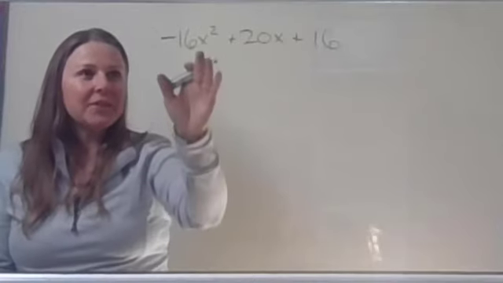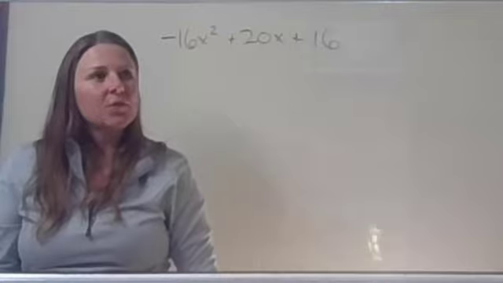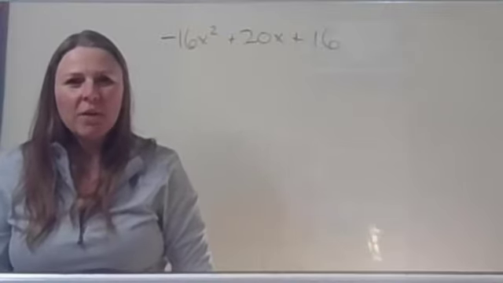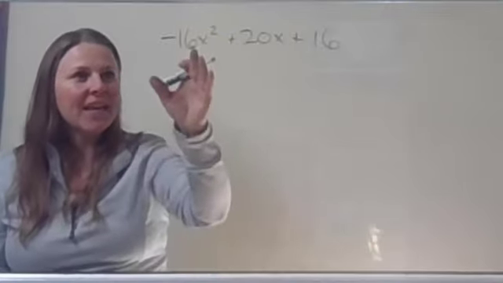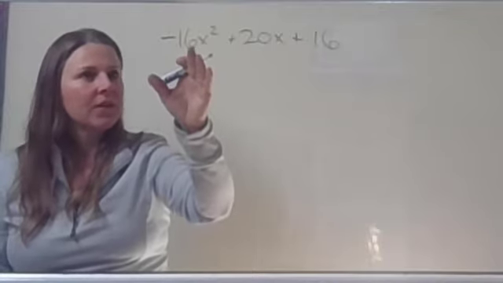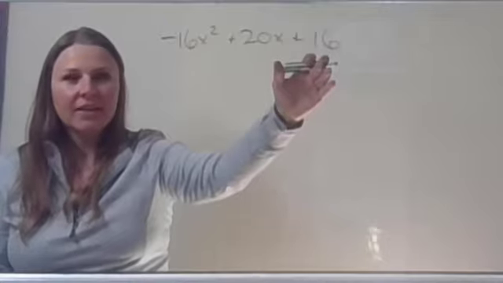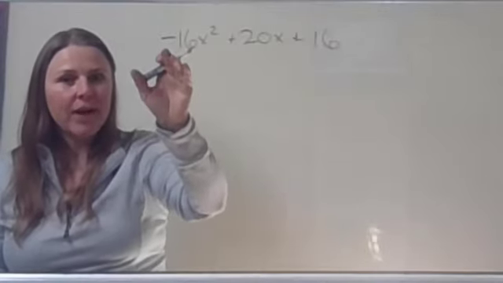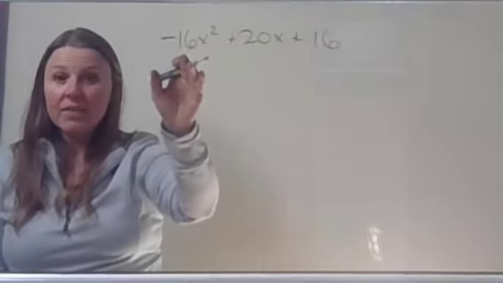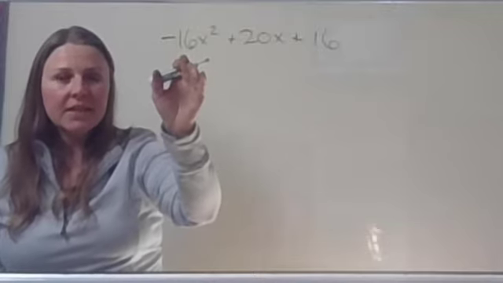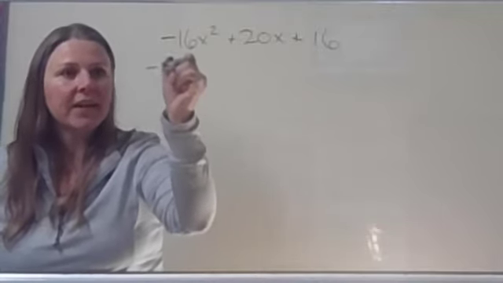Next problem we get to do, negative 16x squared plus 20x plus 16. Right away I'm noticing I can take a 4 out of every single thing. And if I take a -4 out, my leading coefficient isn't negative. It doesn't matter, but it's going to be easier to factor. So I'm going to take out a -4.